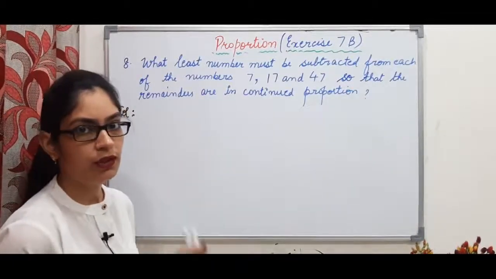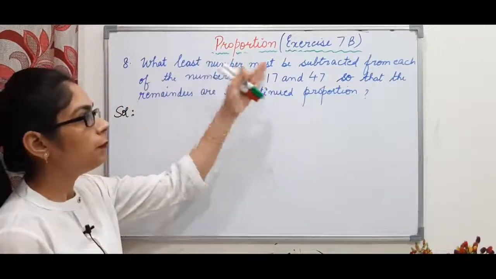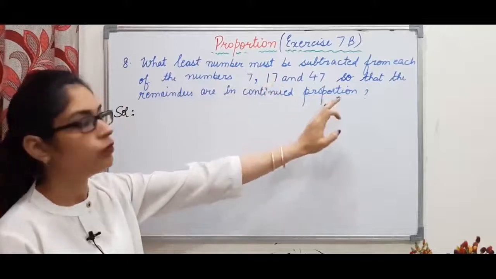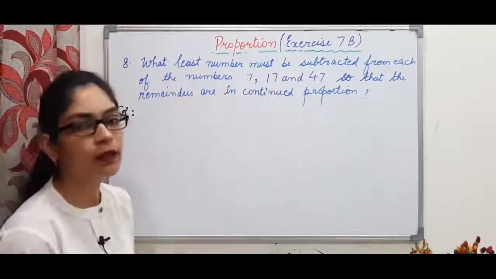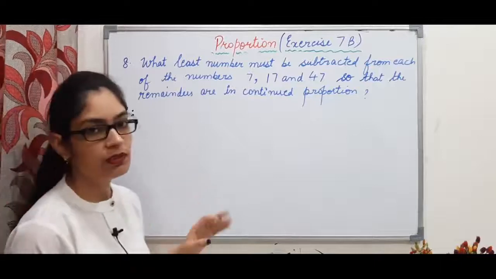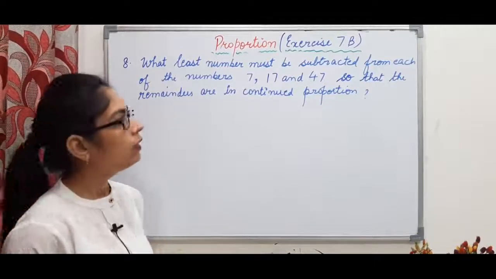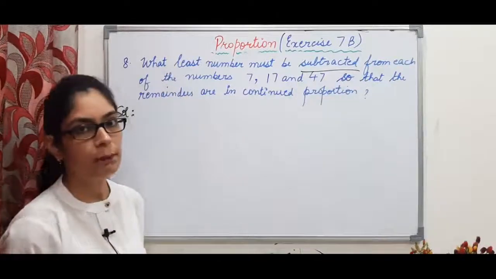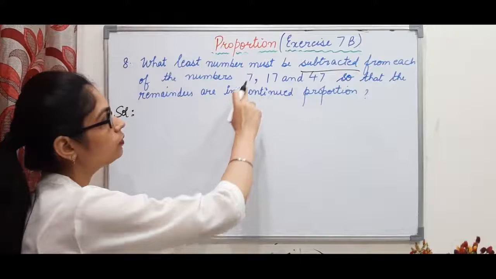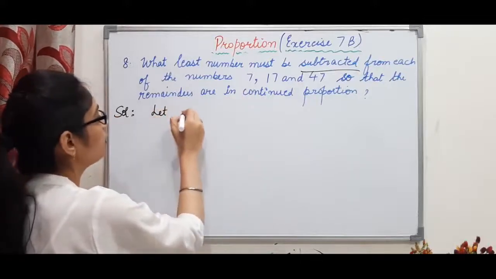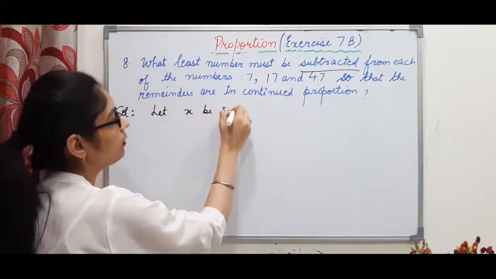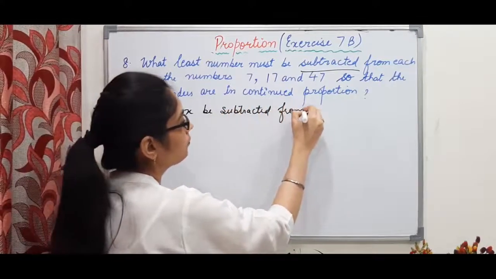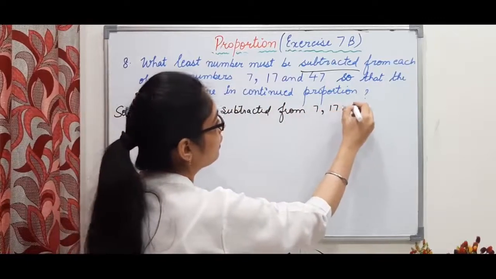In 8th question it's given what least number must be subtracted from each of the numbers 7, 17 and 47 so that the remainders are in continued proportion. See, this question is exactly similar to 6th one. Here it's subtracted now, but in that question it was which numbers must be added. So that number we can assume as x. Let x be subtracted from 7, 17 and 47.